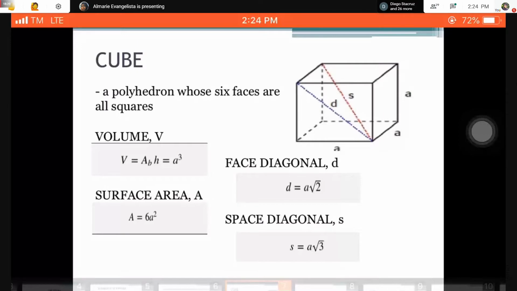Tapos, yung space diagonal naman, ito yung a line connecting two vertices that are not on the same face. So, ito yung guhit na makikita nyo. Ayun, yung kulay red. Hindi siya directly dun sa face ng cube. Kumbaga, naka-direct siya dun sa ibang vertices na hindi connected sa same face. Ayun. So, formula niya is a square root of 3. Yan, nasusundan niyo ba ako, guys?